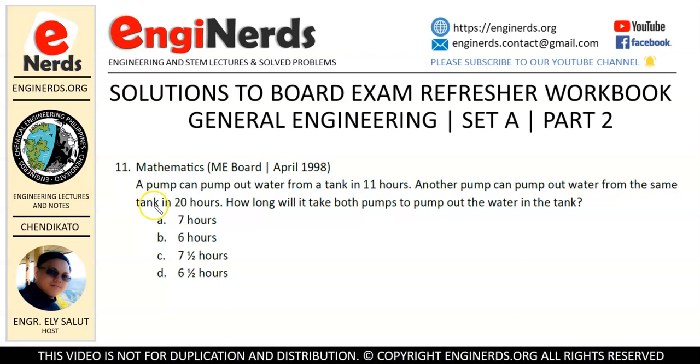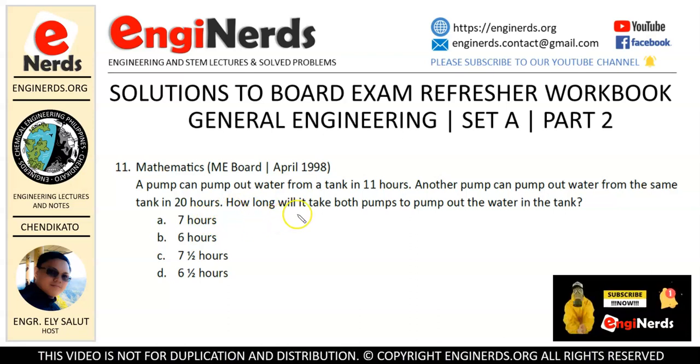Okay, so let's begin. So, our number 11 problem is mathematics na lumabas sa ME board noong April 1998. A pump can pump out water from a tank in 11 hours. Another pump can pump out water from the same tank in 20 hours. How long will it take both pumps to pump out the water in the tank?